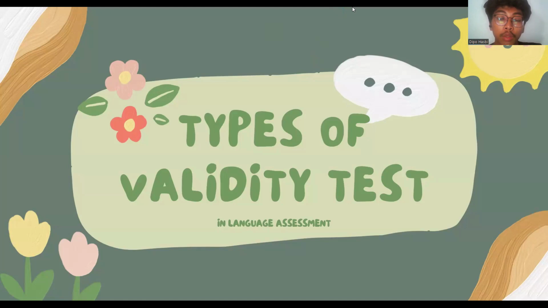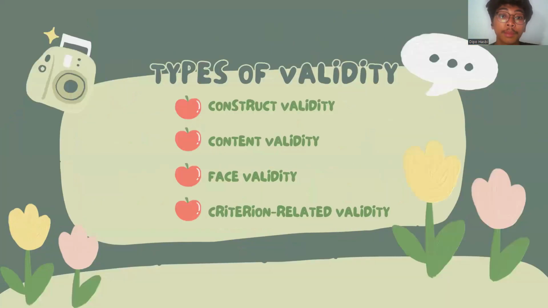Today, I'm going to show you types of validity tests in language assessment. Let's continue. There are four types of validity tests in language assessment. The first one is construct validity. The second one is content validity. The third is face validity. And the fourth, the last, criterion-related validity.